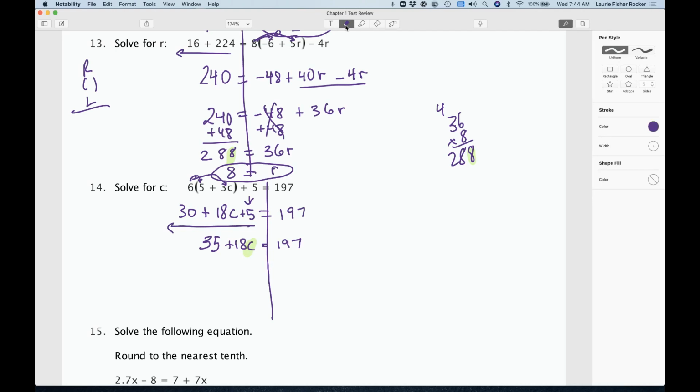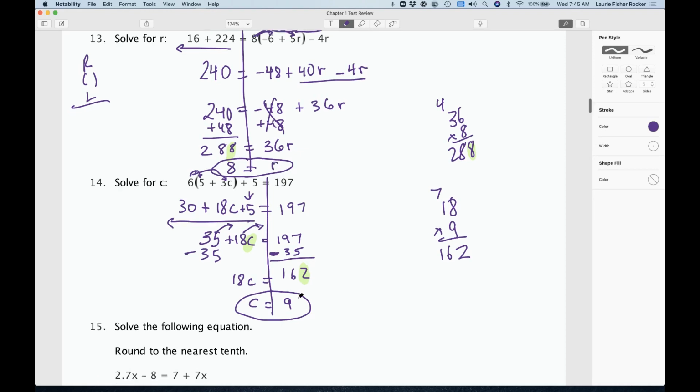Here's my c, so I moved my variables on the left, so I need to move everything else to the right. So I'm going to subtract 35, subtract 35. The 197 is positive, this is minus, so I'm going to subtract, get 162 equals 18c. Now again, I'm doing some guess and check. So 18 times 9. And I chose 9 because, again, it ends in 2. And 8 times 9 is 72. That's where knowing those math facts can help you shortcut stuff. 9 times 1 is 9, plus 7 is 16. So yes, that's 162. So c equals 9.